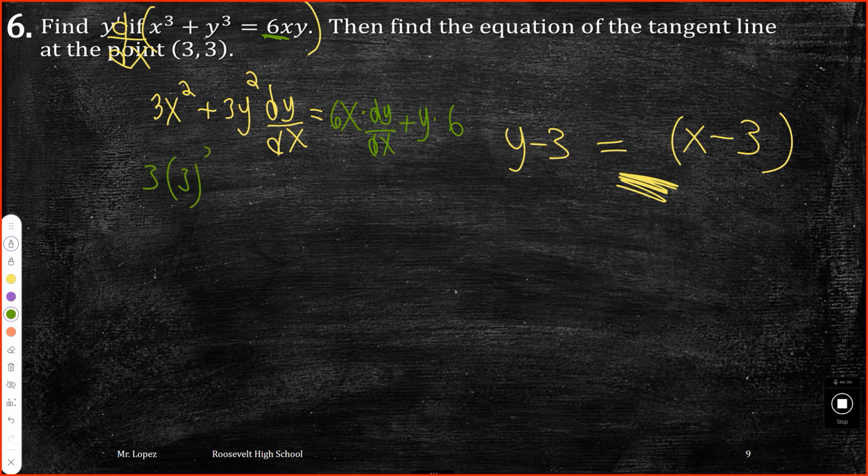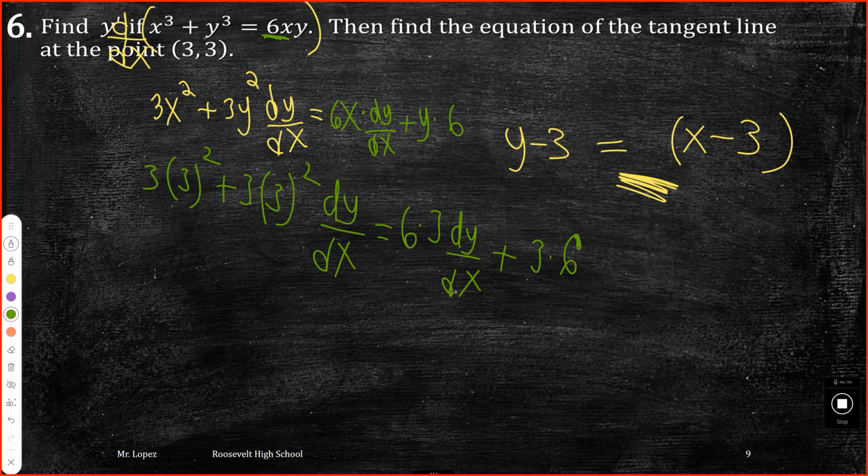3 times 3 squared plus 3 times 3 squared dy/dx equals 6 times 3 dy/dx plus 3 times 6. And this is going to be what? 3 squared is 9 times 3, 27. 27 plus 27 dy/dx equals 18 dy/dx plus 18.